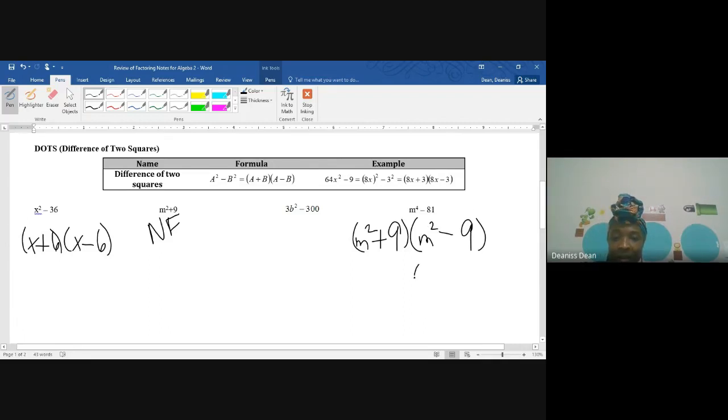So I'm going to write another set of parentheses. I have a plus and minus sign. M squared is m and m. 9 is 3 and 3. And the part that was out front, I just bring that down. So I have m squared plus 9. Okay, so now it is factored completely. And I think I can fit this one back over here.